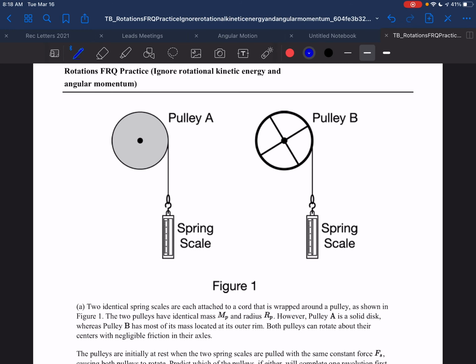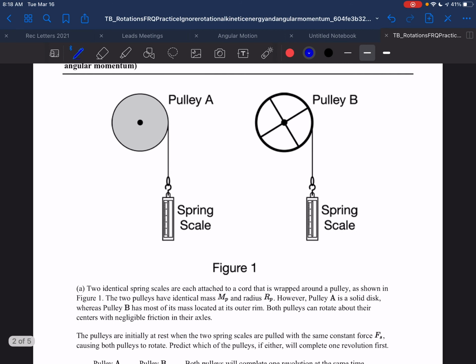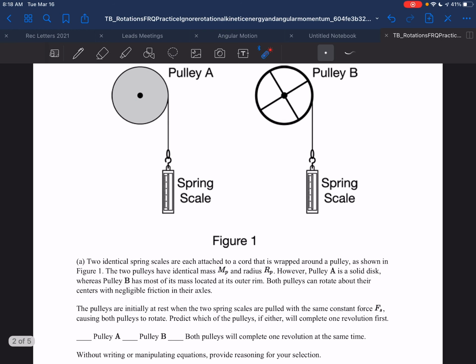All right, so this is for the second FRQ. For this FRQ, we've got these two pulleys, and both pulleys are being pulled by these spring scales. It's basically something to measure force, and they're pulled down with the same amount of force, right? So there's the same amount of force acting on both.